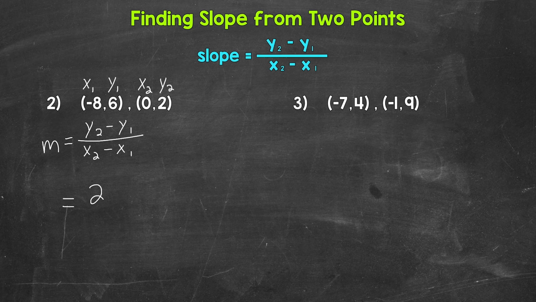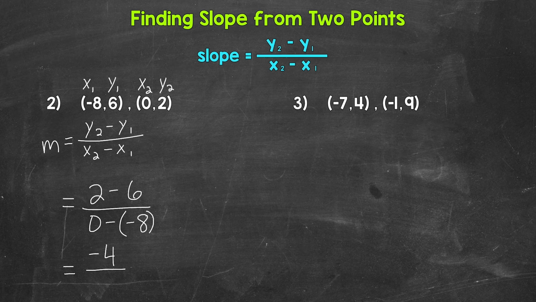y2 is 2 minus y1 is 6 over x2 is 0 minus x1, which is negative 8. And I'm putting negative 8 in parentheses there just so it's clear we are working with a negative and it doesn't get lost next to the subtraction sign. Now let's subtract. 2 minus 6 gives us negative 4, and then we have 0 minus negative 8.